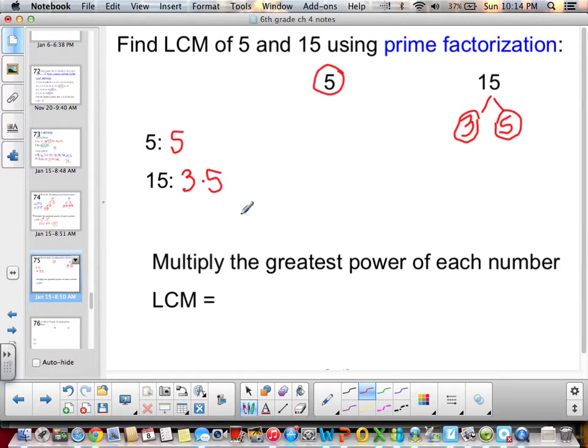So now we take the greatest power of each number. So the least common multiple, well, I can see that there's a 3, but there's only one 3. So we're just going to use that 3. Now I see that they both have a 5 and they both have the same exponent. So I'm just pulling out one 5, and then I'm going to multiply them together. 3 times 5 equals 15. Well, 15 is a multiple of 5, and then 15 is a multiple of 15 because it's the first one.